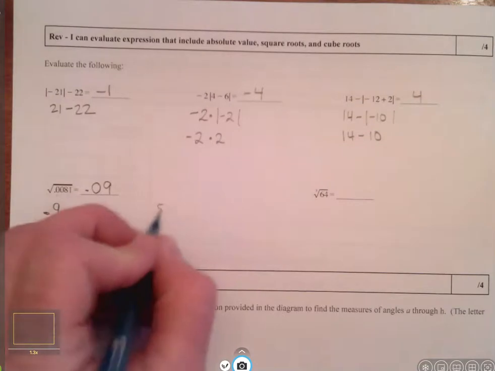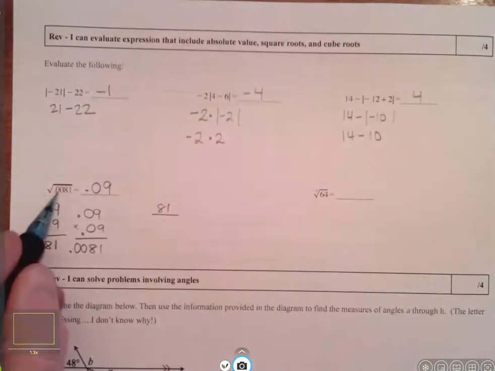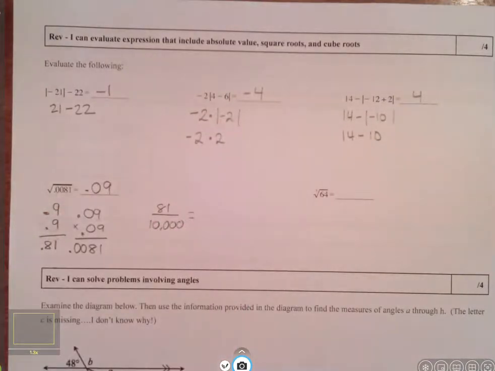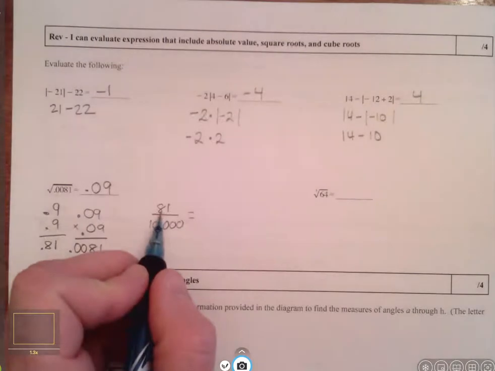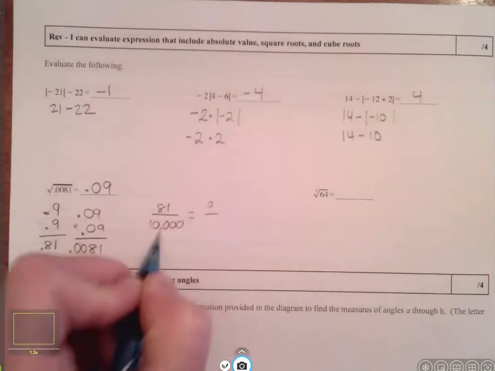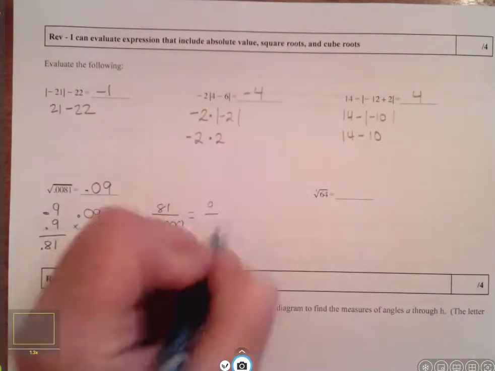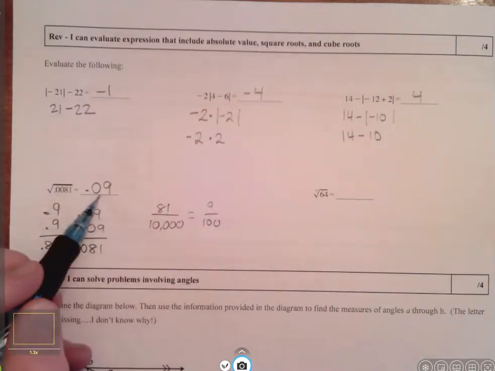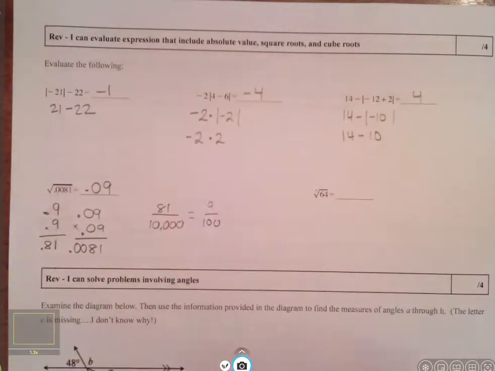We also probably could have figured that out by rewriting this as a fraction. This is 81 over 10, 100, 1,000, 10,000. And if I took the square root of 81 over 10,000, the square root of 81 is 9. The square root of 10,000 is 100, because 100 times 100 is 10,000. We'll have 4 zeros. Okay, so that's another way of doing it. This is 9/100ths, and so is this. Same number.